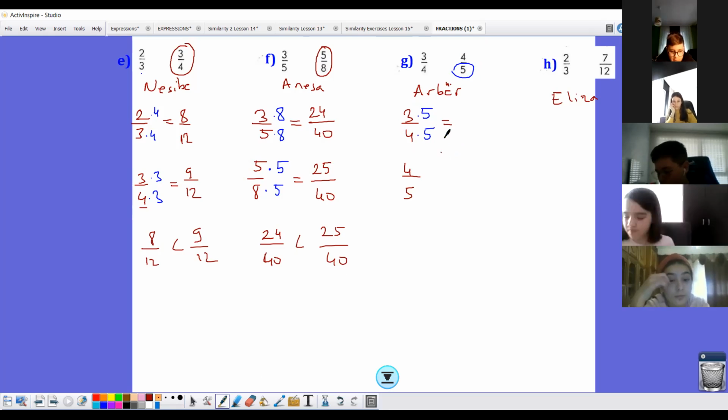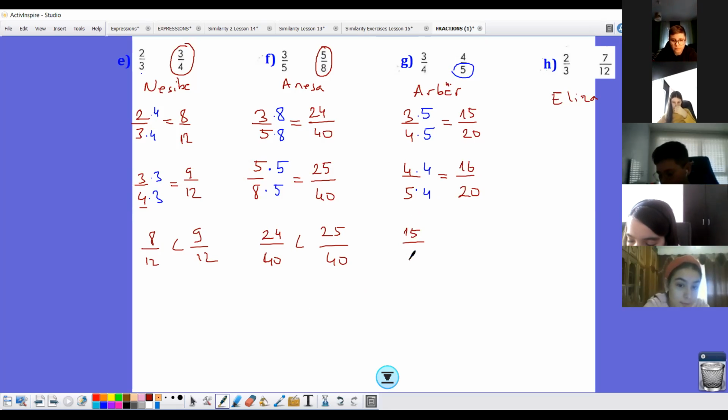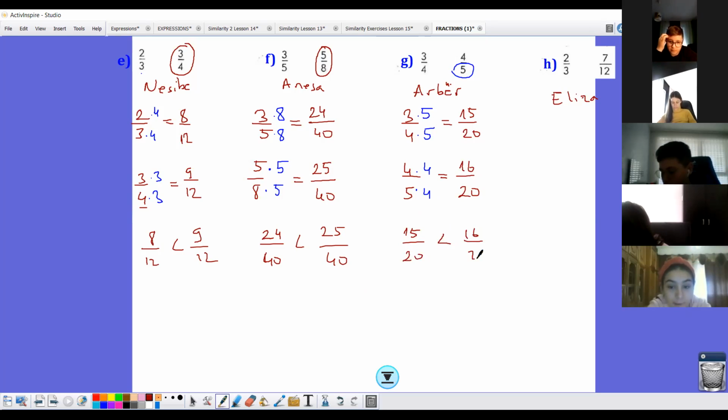And what will be the result here, Arbor? 3 times 5 is 15, so 15 out of 20. And we will multiply the second one by 4. And then we'll get 4 times 4 equals 16, yes, 16 out of 20. Now, which one is bigger? 4 over 5. So 15 out of 20 is less than 16 out of 20.